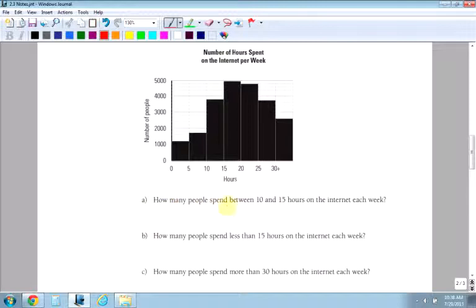First question is, how many people spend between 10 and 15 hours? So here's 10, here's 15. We're looking for the value up here. And the value up there is just below 4,000, one tick below, and I know that each one is worth 200, so therefore this is going to be 3,800 people.